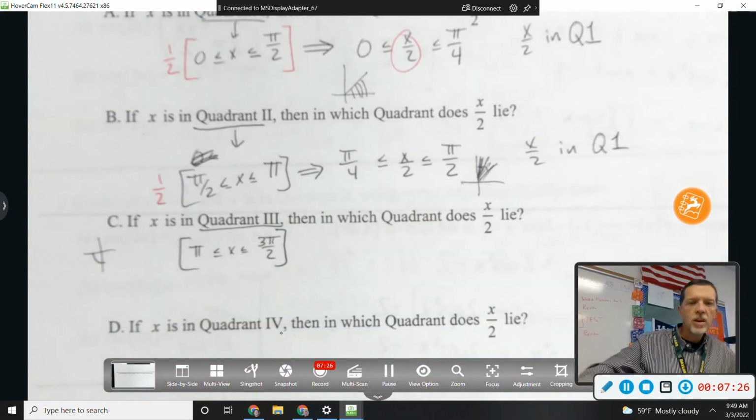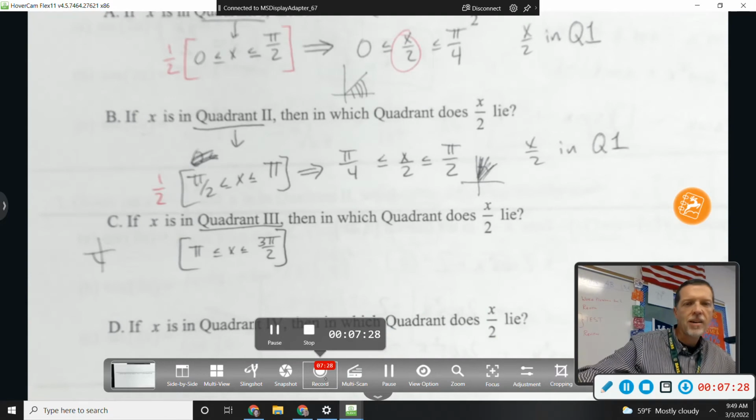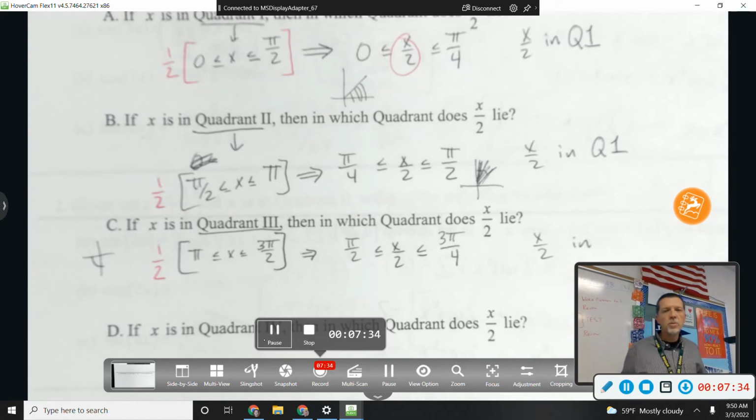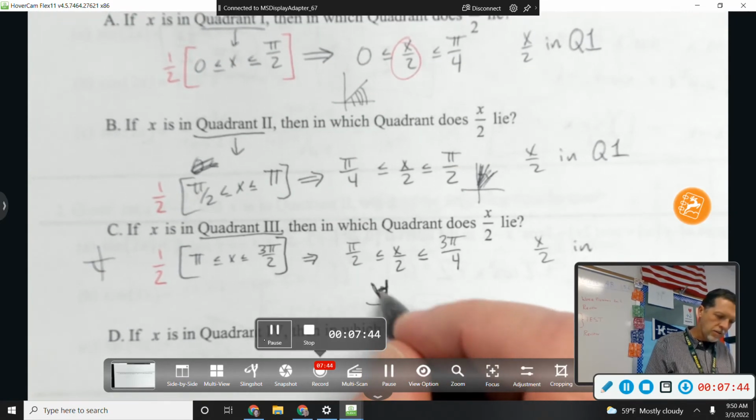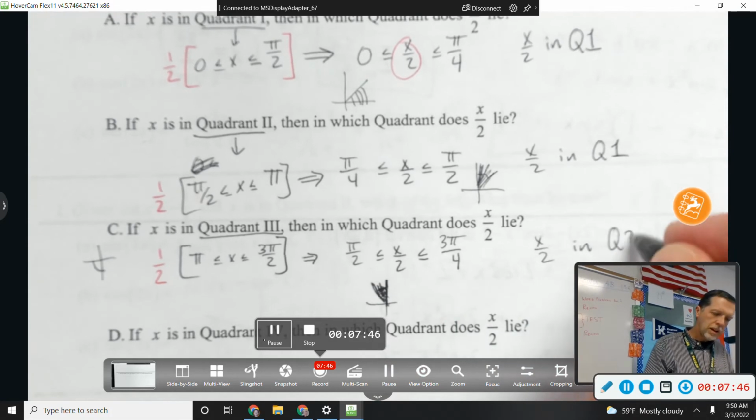And then do the same thing on that one. Multiply by a half. See where that lands you. So again, multiplying by a half is pretty easy. Then it takes a little bit of thought. Where is pi over 2? Where is 3 pi over 4? So if we're in there somewhere, that would be quadrant 2.